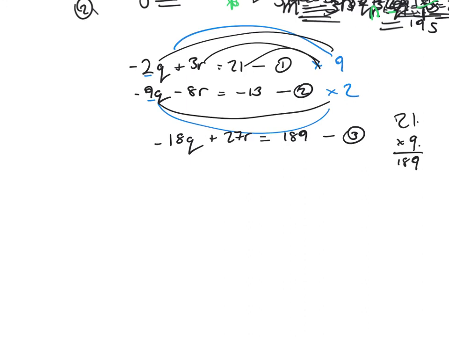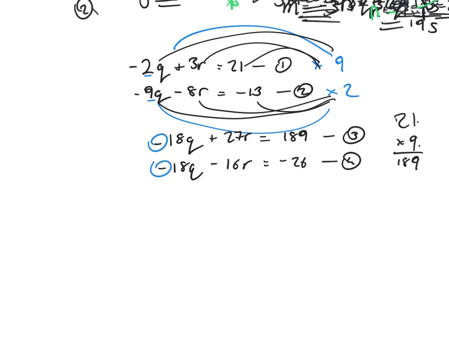Okay, equation 4 is going to be as follows. Minus 9q times 2, minus 18q. Minus 8r times 2, minus 16r. And minus 13 times 2, minus 26. Equation 4. Okay, the signs are the same. So remember, the rule is if the signs are the same, subtract the equations.